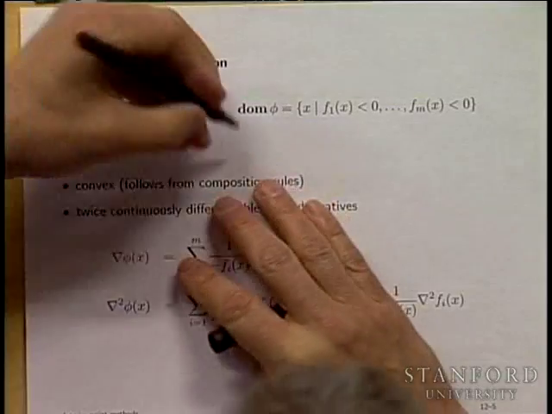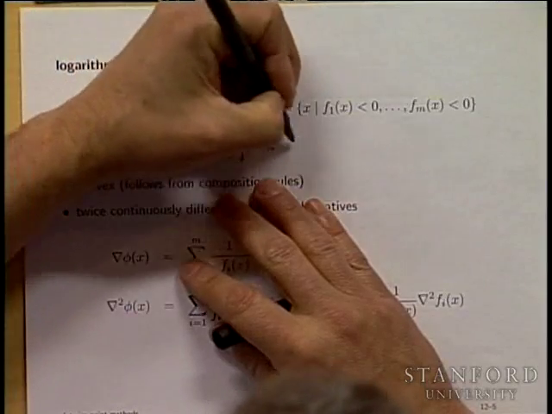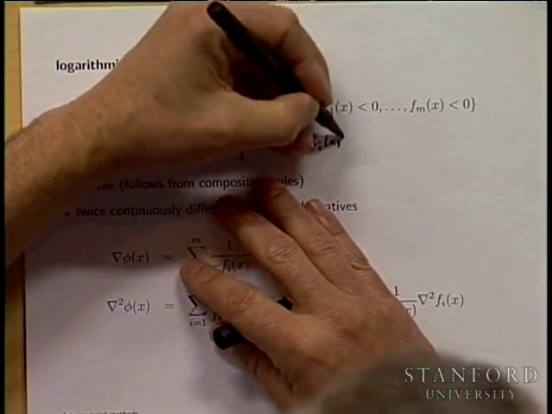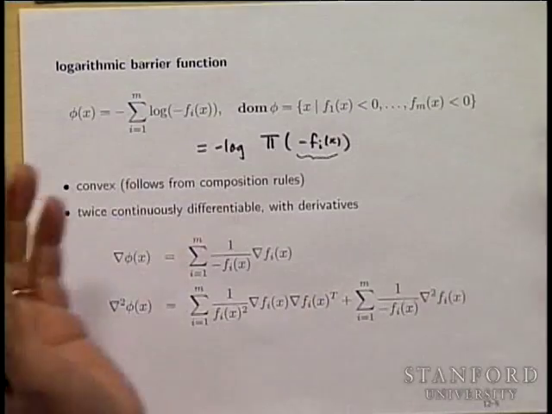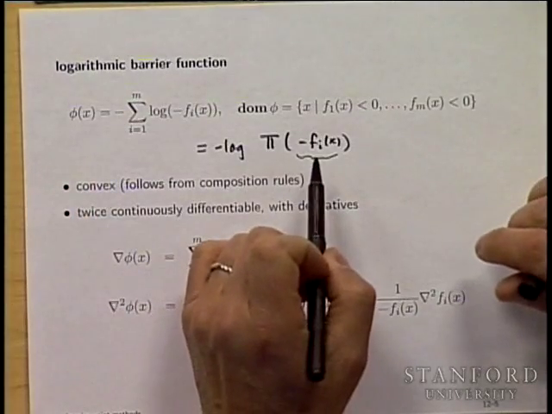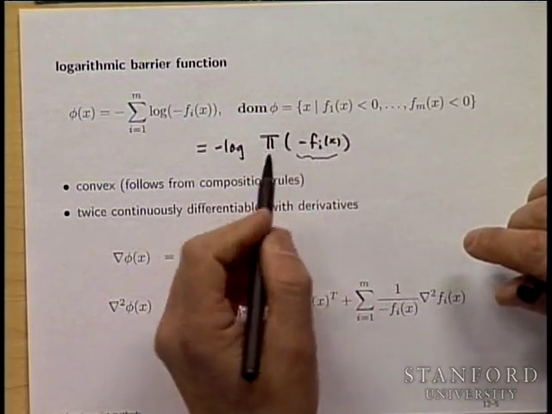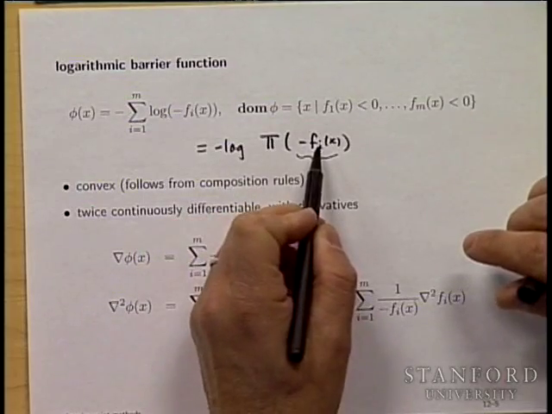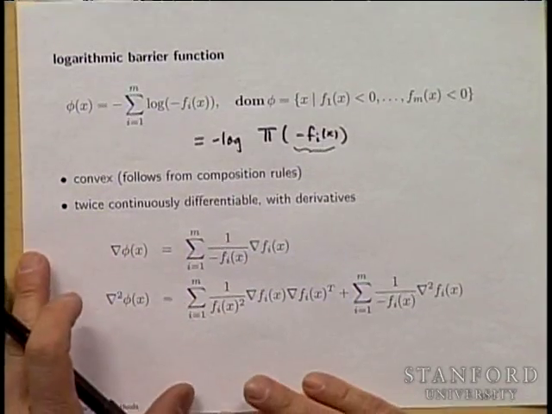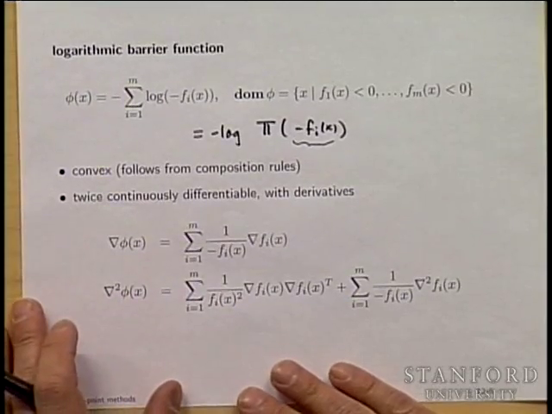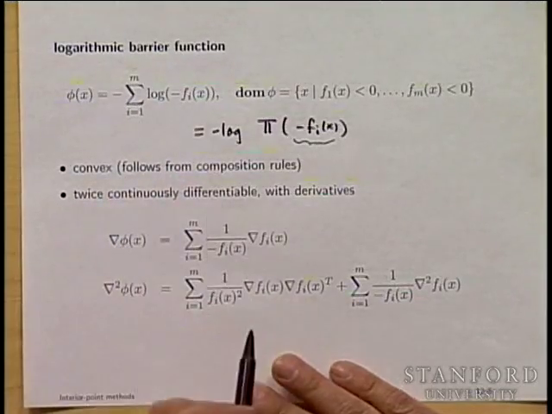You can get a rough idea of what it is. Another way to say it is this: it's minus the log of the product of the minus fi's. These are slacks, because that's literally how much extra you have in the inequality fi of x less than 0. So minus fi is the slack, and this is negative log of the product of the slacks. That'll come up a bunch of times. For the record, we'll work out what the derivatives are. The gradient is simply this, because that's just a composition rule for the log.